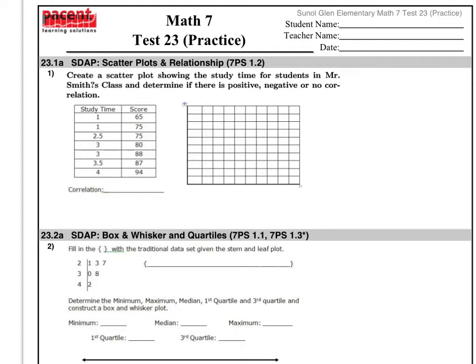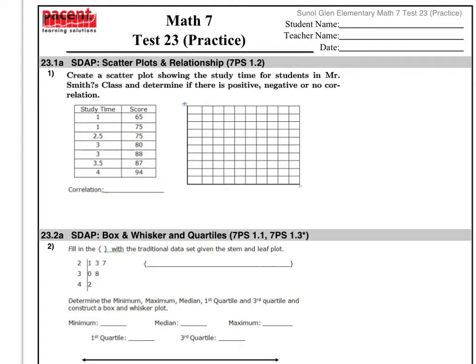It says create a scatter plot showing the study time for students in Mr. Smith's class. So a scatter plot, if we remember, is just dots. There's no lines connecting the dots, okay? But we do have to read it for a correlation to decide if there's a positive, a negative trend, or if there's no correlation at all, okay?